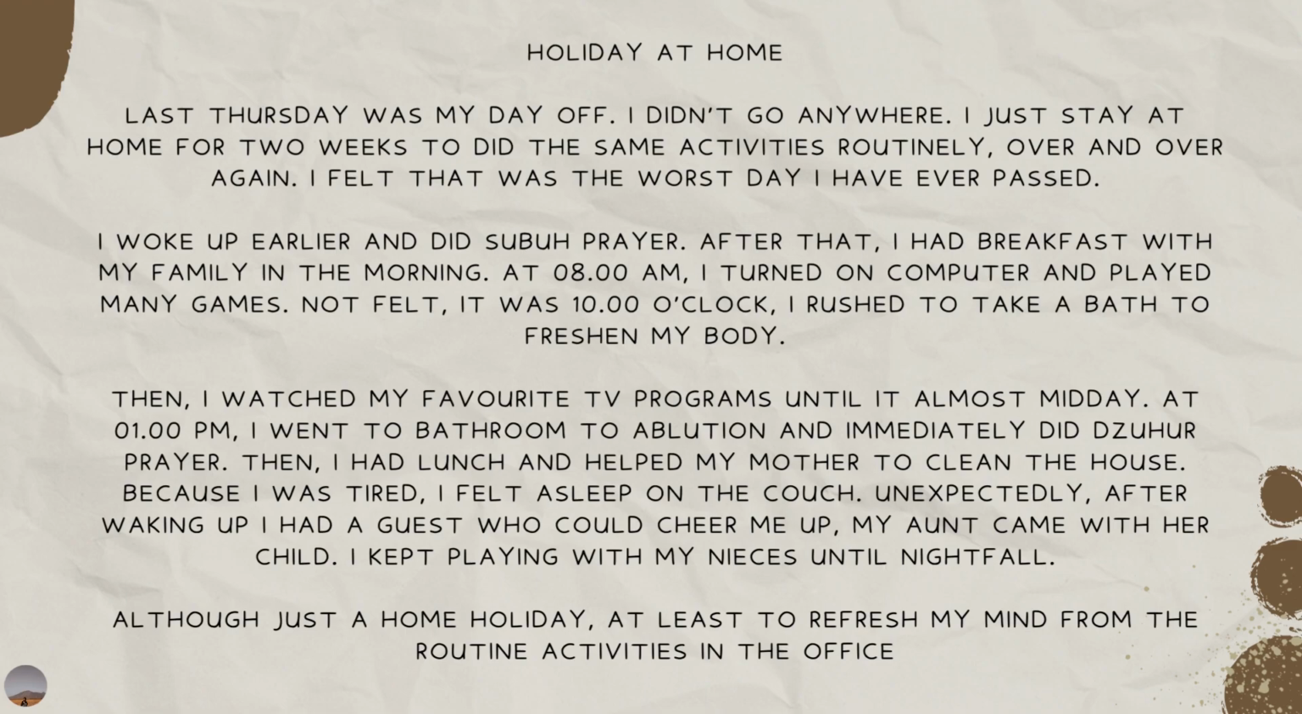Okay, so from this text, we can see that the first paragraph is the orientation of the story, and then the second and the third paragraphs are the series of events. And then the last paragraph is the reorientation. And here we can learn about Verb 2 because it uses the simple past.